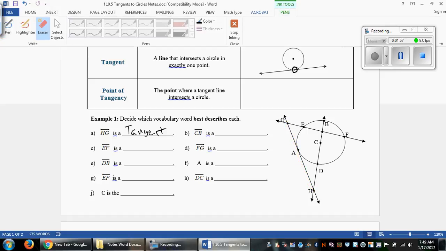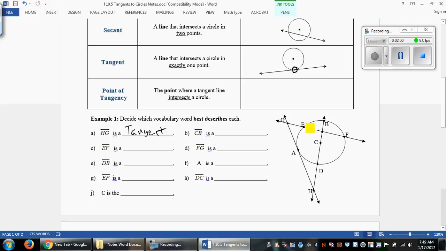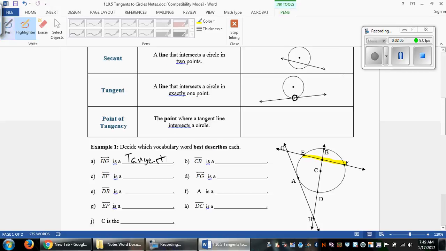And next we have EF. So EF is here, and EF touches the two endpoints but doesn't go through the center of the circle, so that would be a chord. Next we have DB. DB is right here. This one touches both ends of the circle and passes through the center. So that would make it the diameter.